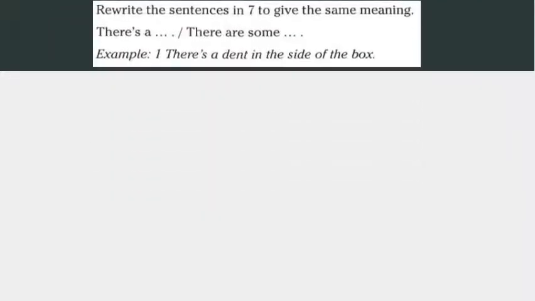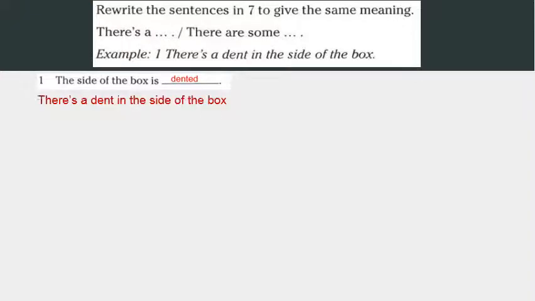Okay. We write the sentence in a different way to give the same meaning. Example number 1, the side of the box is dented. Is this singular or plural? If this is singular, we can say there is a dent in the side of the box. What about if this is plural? We can say there are some dents in the side of the box.